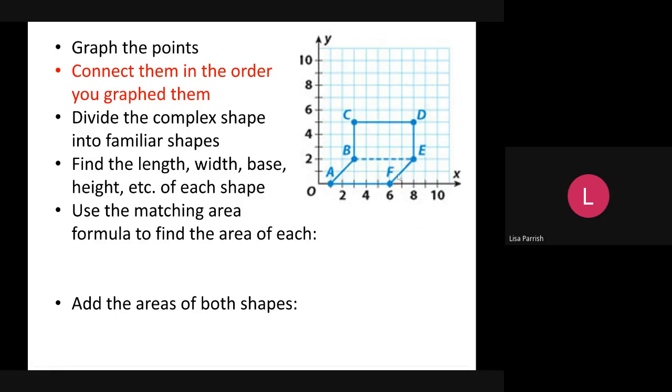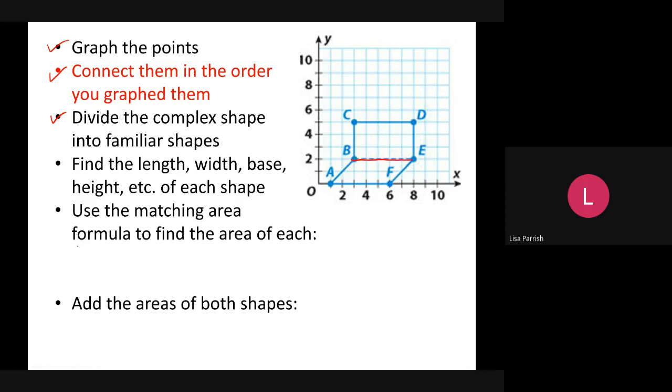Okay, so same concept here. So this is already graphed. Check. They're already connected. All right, so now we want to divide them into two shapes. I'm going to just go ahead and you can see where that little dividing line is there. Okay, so now let's look at the two shapes we have. This top shape is going to be a rectangle.